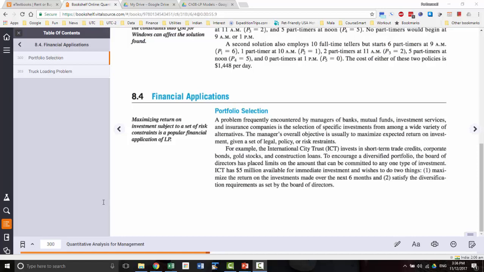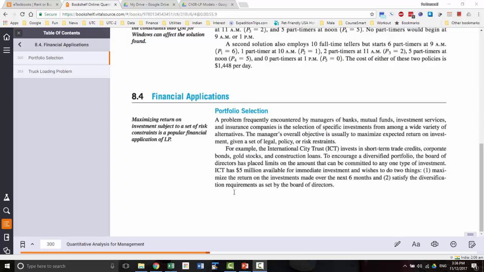Next is financial applications, and we will have a portfolio selection model, and then a truck loading problem where we will have financial implications in the loading selection, the choices that we make.